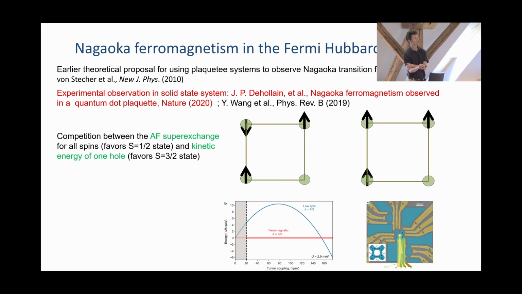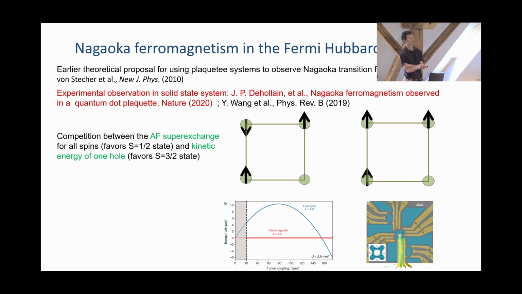But recently, we have seen examples of simulation with quantum dots overtaking cold atoms. For example, this specific question is about observing Nagaoka ferromagnetism. It was first discussed theoretically as something that can be done with cold atoms, but it was realized in the group of Lieven Vandersypen in Delft.